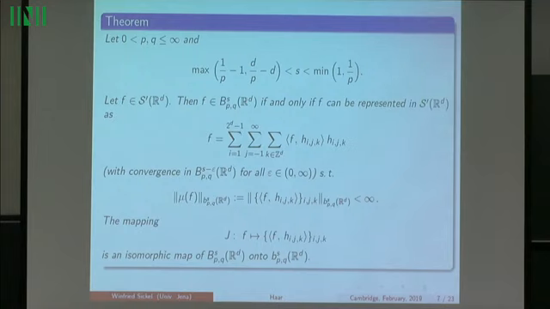And one knows even more: the mapping which associates to f the sequence of the Fourier-Haar coefficients is an isomorphic map of the Besov space onto this sequence space. This means we can even work with this quantity as an equivalent norm. And this is quite helpful for several questions. You need not deal with the function spaces itself. You simply can deal with the sequence spaces, which are, of course, easier to handle than the function spaces.